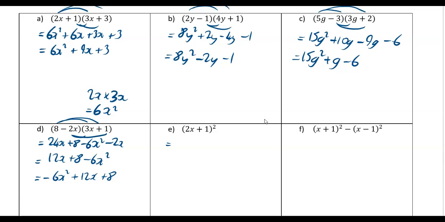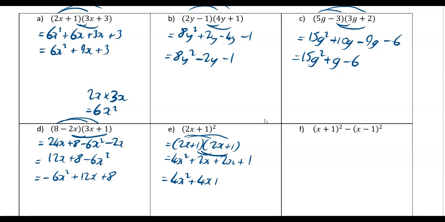Okay, last two examples for us today. We have 2x plus 1 all squared. So write it out, it is 2x plus 1 upon 2x plus 1. And 2x times 2x is 4x squared. 2x times 1 is 2x. 1 times 2x is 2x. And 1 times the 1 is 1. So tidy up, you're going to have 4x squared plus 4x plus 1.